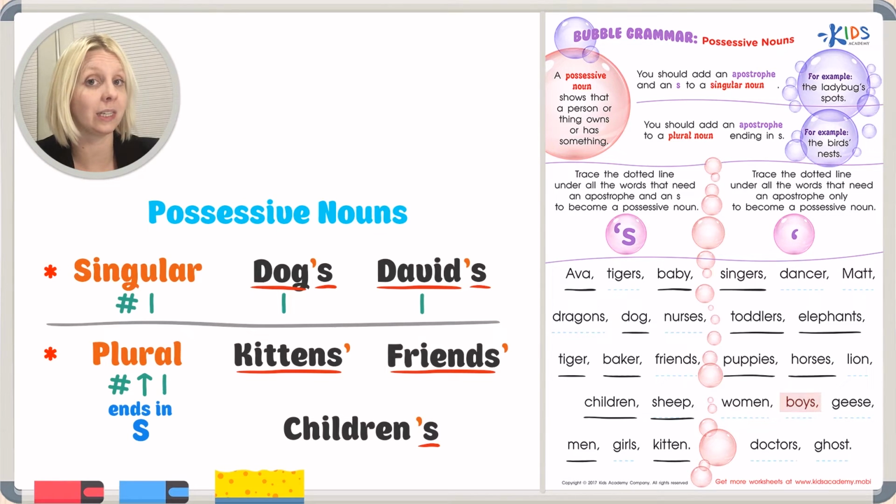What about boys? Boys, it's more than one and it is plural and it ends in S, right? So we're going to underline this one. What about geese? This one does not end in S, okay? But we would not say geeses. That wouldn't be correct. So the way that we would do it is just an apostrophe because it's more than one, okay?